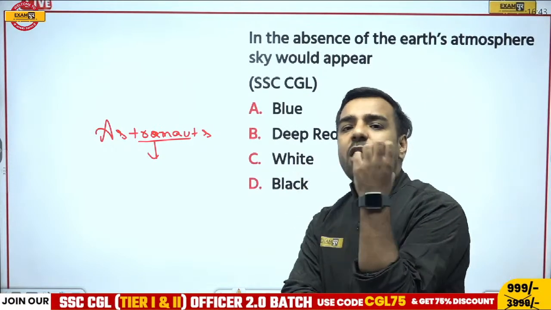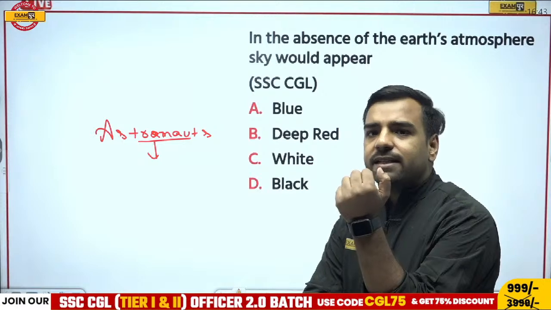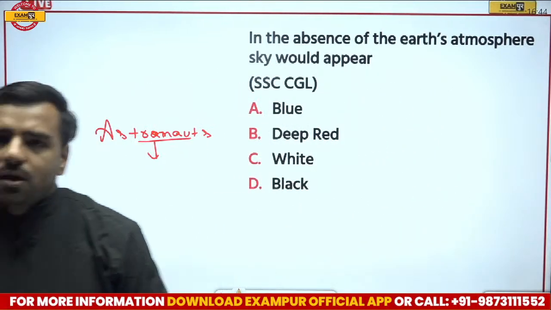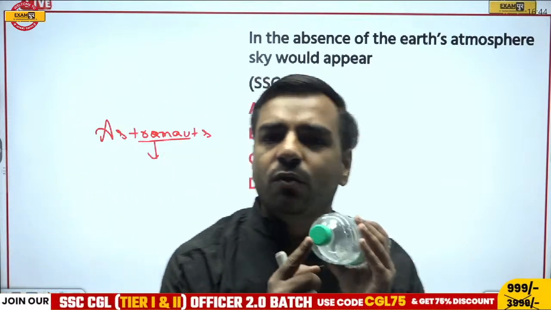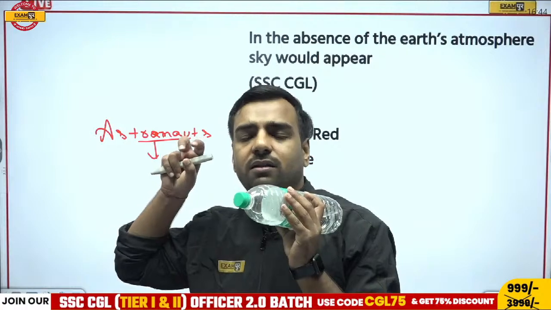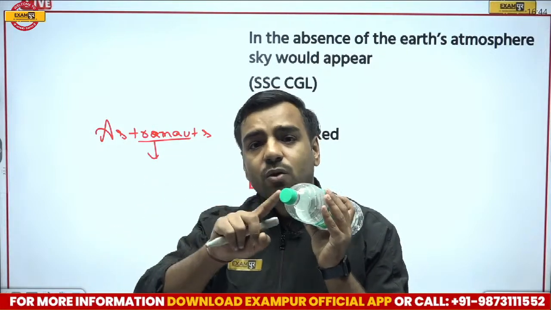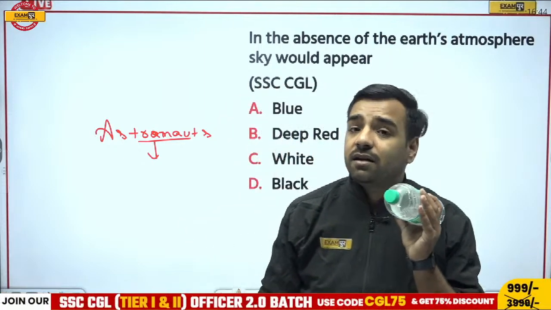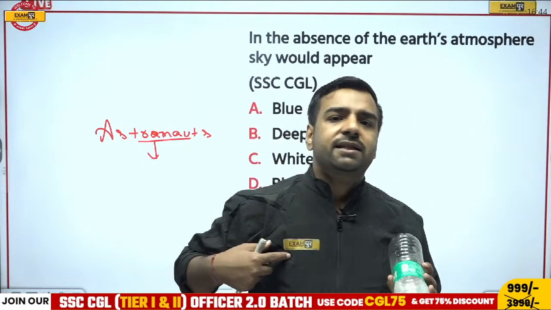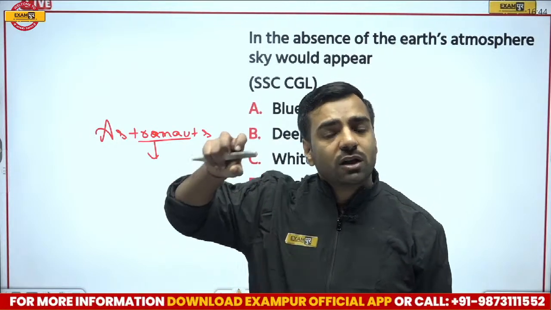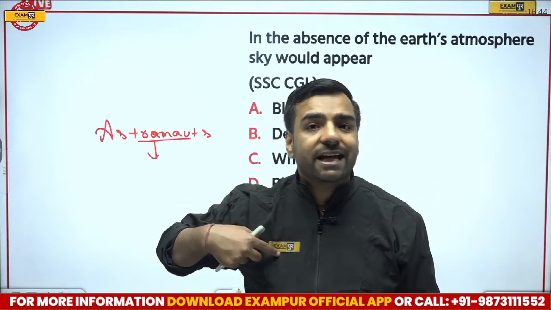Actually, do you know how we are able to see colors? For example, if I talk about this bottle, why am I able to see this green color? Do you know why? Because it is absorbing all the other colors. It's only reflecting green color. That's why we are able to see this green color. In the similar manner, this is yellow color. Why? This is yellow color because it is absorbing all the colors and reflecting only yellow color.